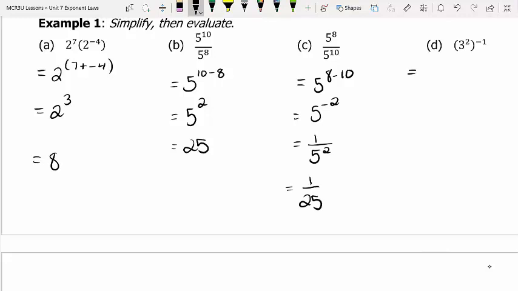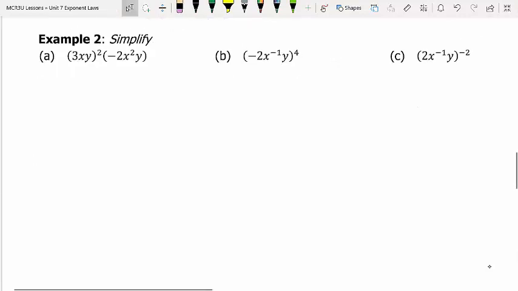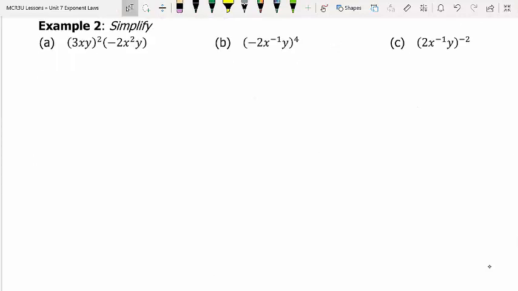Okay, part D, we're going to use power of a power rule, so we're going to multiply our exponents together. And then we're going to eliminate that negative exponent by turning this into the reciprocal with a positive exponent. And we get 1 over 9. Okay, so those ones are pretty basic. Let's get into some more involved questions.